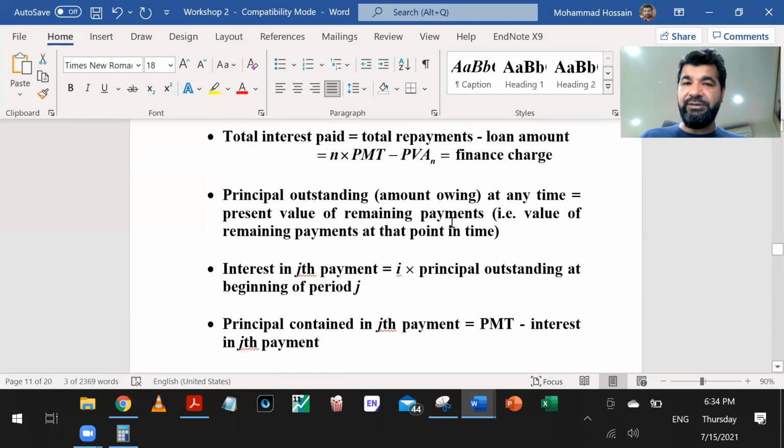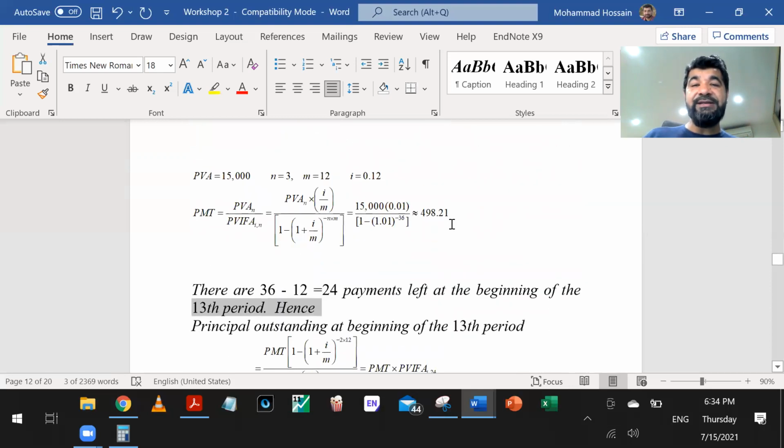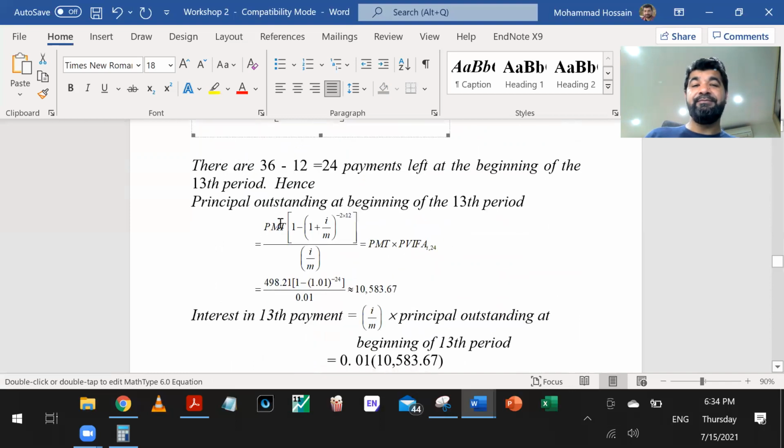So we know the payment. How much is the payment here? In our example case, the payment is 498.21. So this is our payment. We know PMT. We have to calculate the present value. So the present value formula will be applied here. Other things remain the same. So you can actually go straight: payment into present value interest per annum.